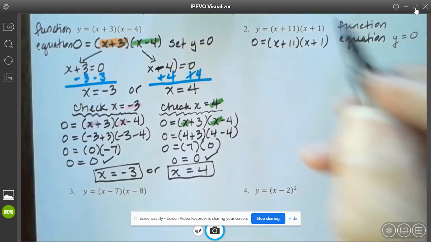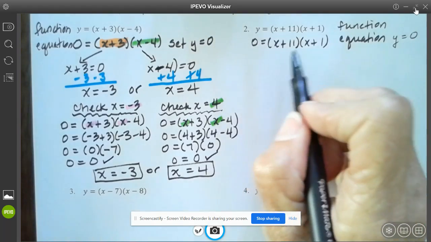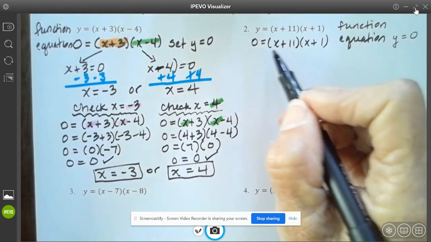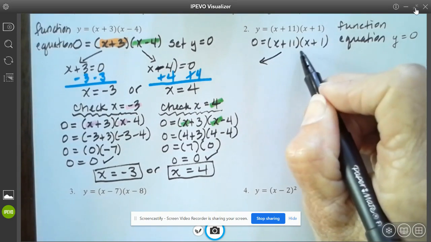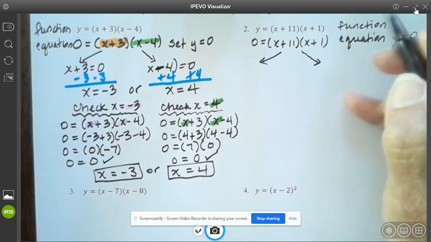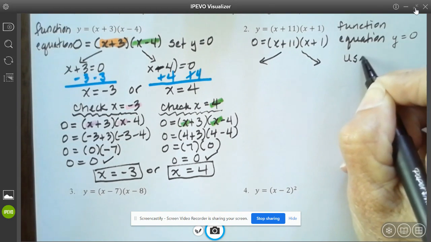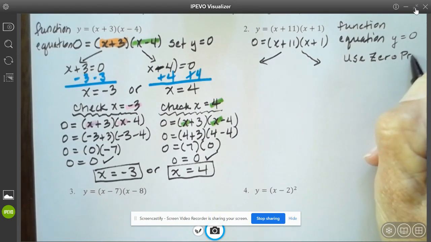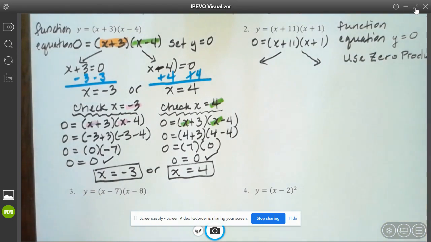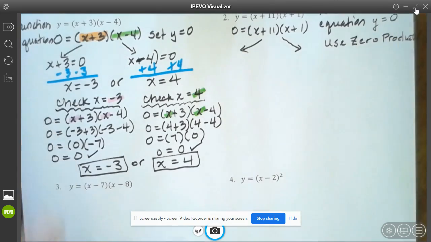That's a little bit better. Okay, so I need to find out what x's are. There's two of them. So we use, again, the zero product property. Now, I didn't say that on the first one, but I'll say it here. Use zero product property.